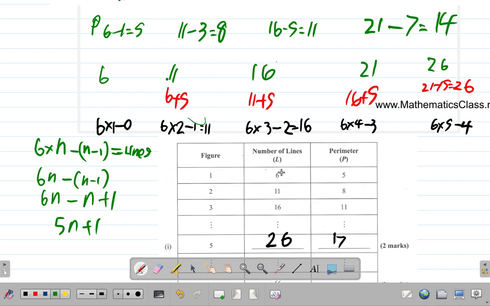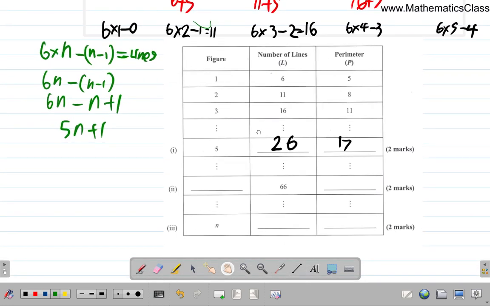5 times 1 plus 1 is 6. Alright. Figure 2: 5 times 2 is 10, and 1, 11. Figure 3: 5 times 3 is 15, and 1, 16. Figure 5: 5 times 5 is 25, and 1, 26. Alright, good. So they work out.